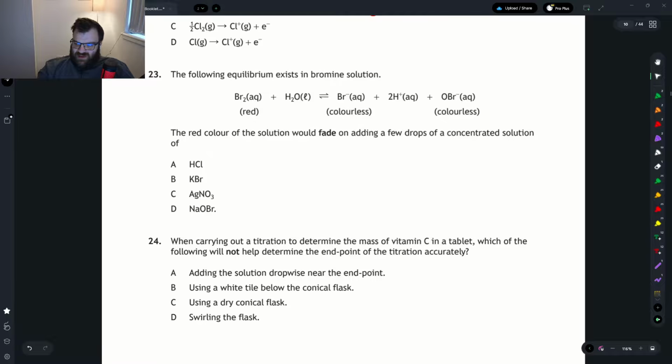Next up, we've got an equilibrium. Okay, the red colour fades. So how would we get the red colour to fade? Well, the equilibrium would need to shift away from red to colourless chemical, like so.